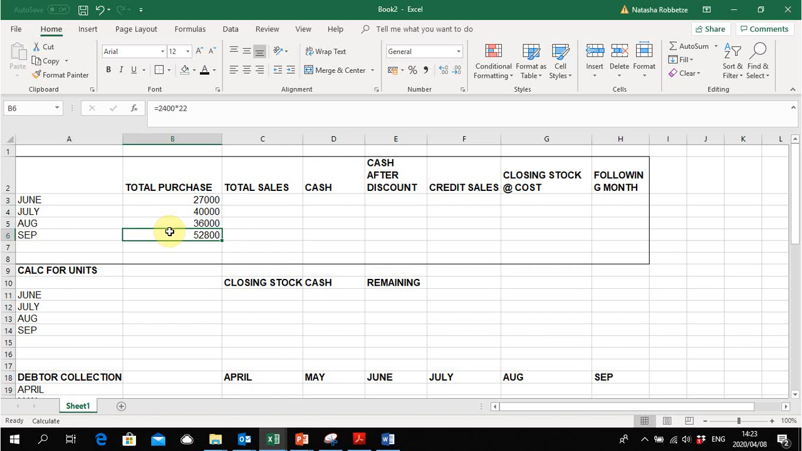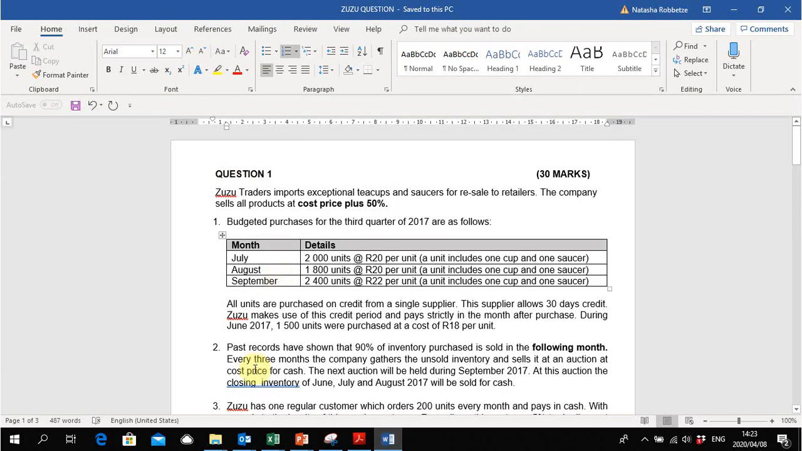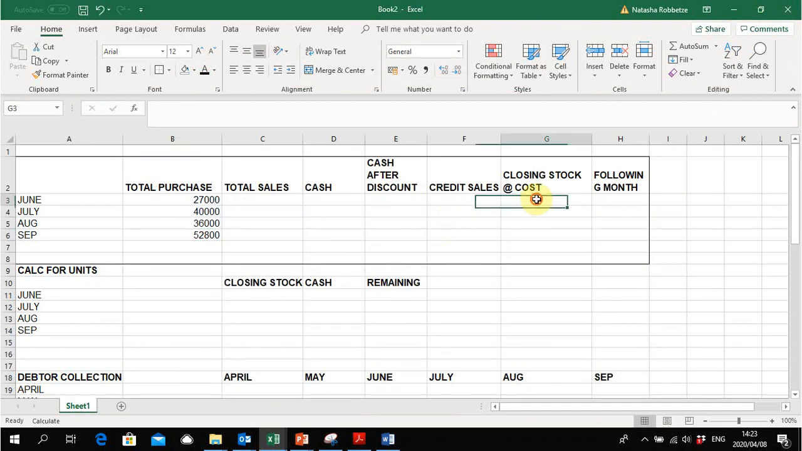Something that is very important is that we have closing stock in this question. If we go back to the question, you will remember it was indicated in the second part of the question that 90% of the inventory is sold in the following month. So you will note that not all of the inventory is sold in the following month. So the second thing I think we should do is to calculate the closing stock.